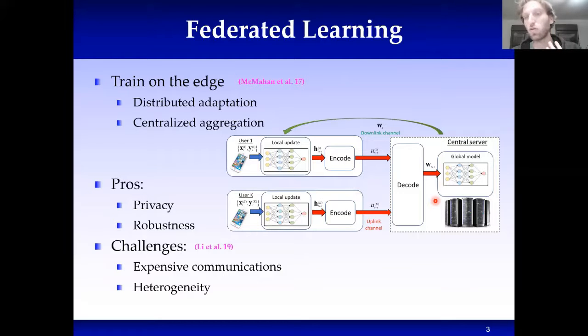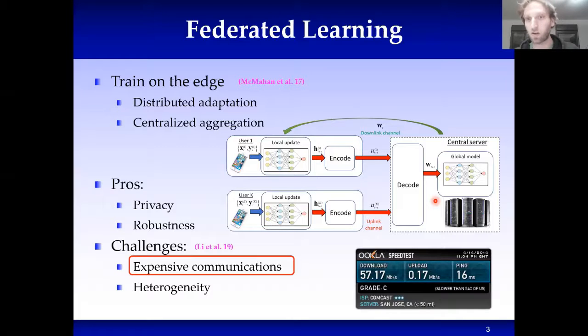Mostly the issue which will be treated here in this talk is what's called the expensive communications, because we now have to often convey very large parametric models over the uplink channel, which at least for wireless communication, is known to be much more degraded and rate limited compared to its downlink counterpart. There's also the issue of heterogeneity, namely that each user observes data from a different statistical distribution. We will not explicitly treat it here, but this will be part of the assumptions under which we will carry out our analysis.